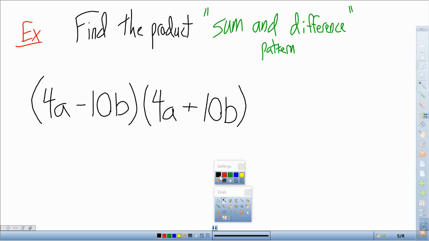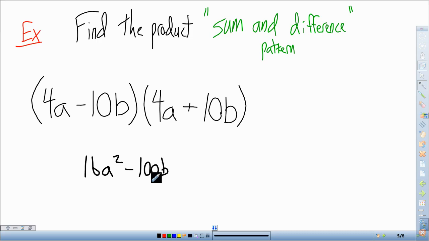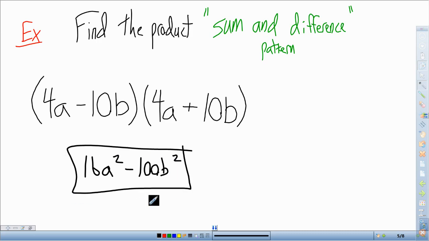So let's use the pattern on this. Here's what I know is going to happen. I'm going to do a 4a times 4a and get a 16a squared. And a negative 10b times positive 10b is going to give me a negative 100b squared. I know those middle terms that I would get if I did all of the distribution here would cancel each other out, and I would end up with this anyway. Okay, so that's my answer.